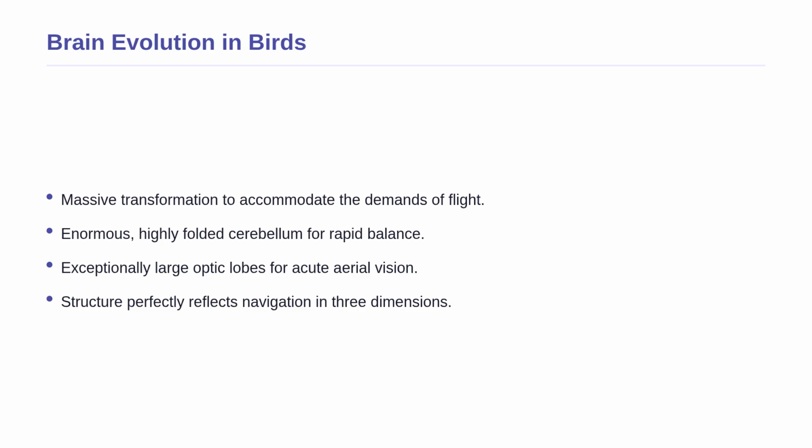Additionally, their optic lobes are exceptionally large. This is because birds rely heavily on acute vision to spot prey from high altitudes and navigate at high speeds. The avian brain is a perfect example of how extreme environmental demands radically reshape neuroanatomy.